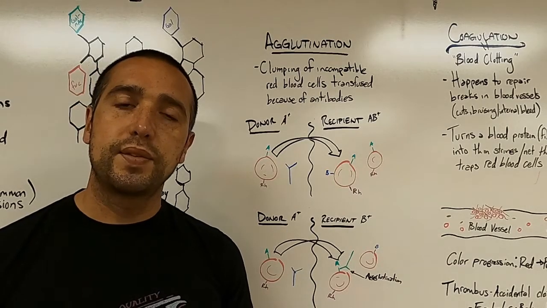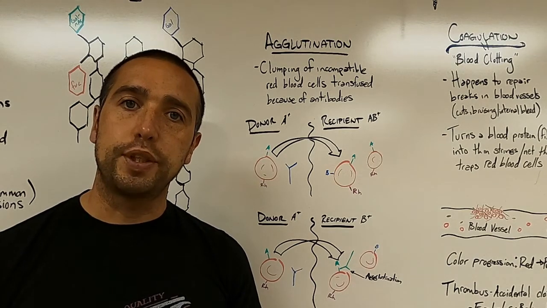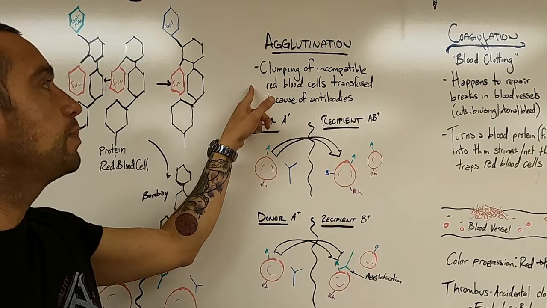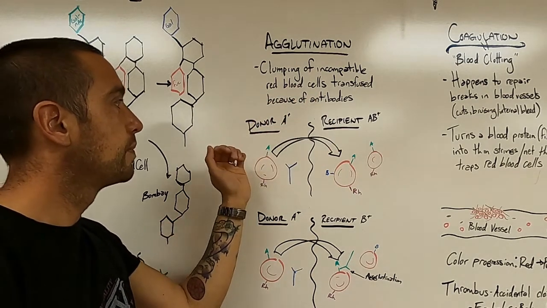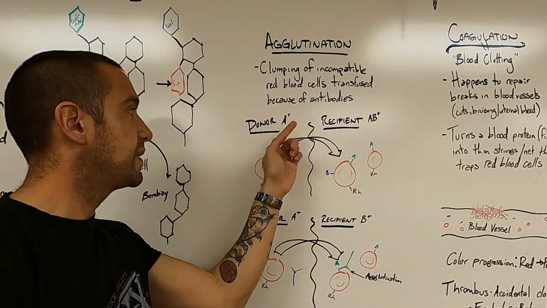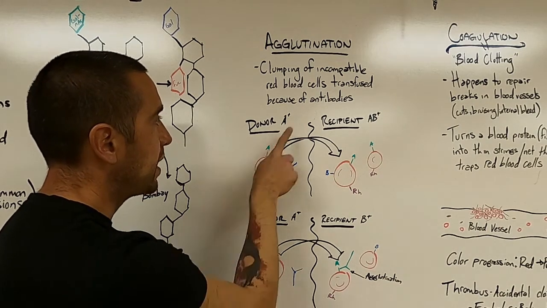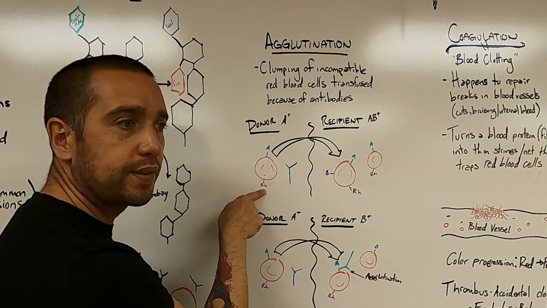The process of a blood type being rejected is called agglutination. It's where an incompatible red blood cell that was put into somebody would clump together. And so here are some examples. If you had a donor who was A positive, it means that on their red blood cells they have A, and the positive means that they are positive for Rh. They have Rh antigens as well.